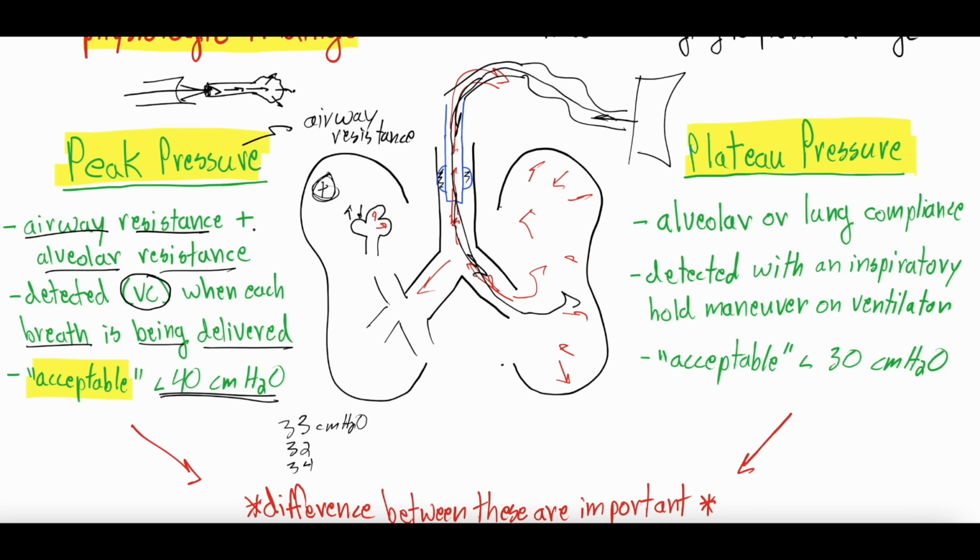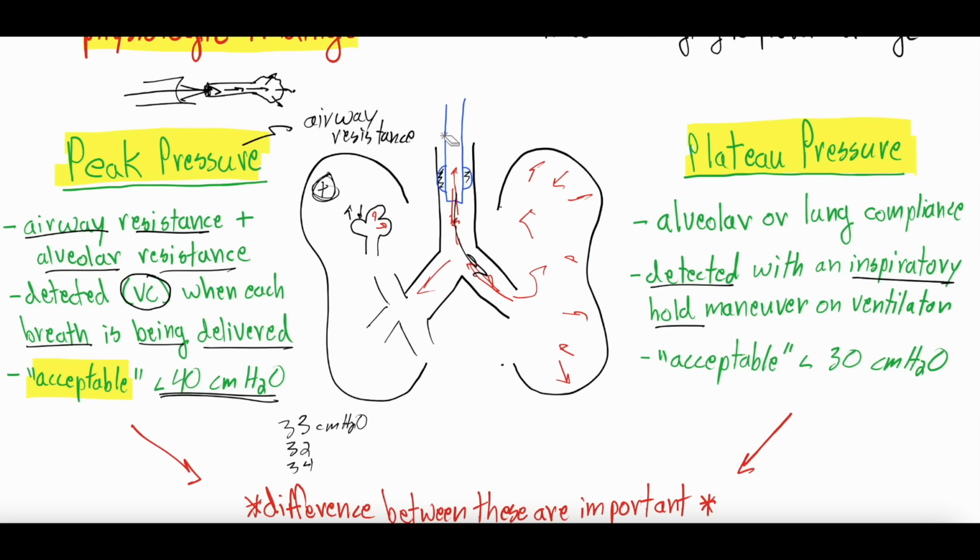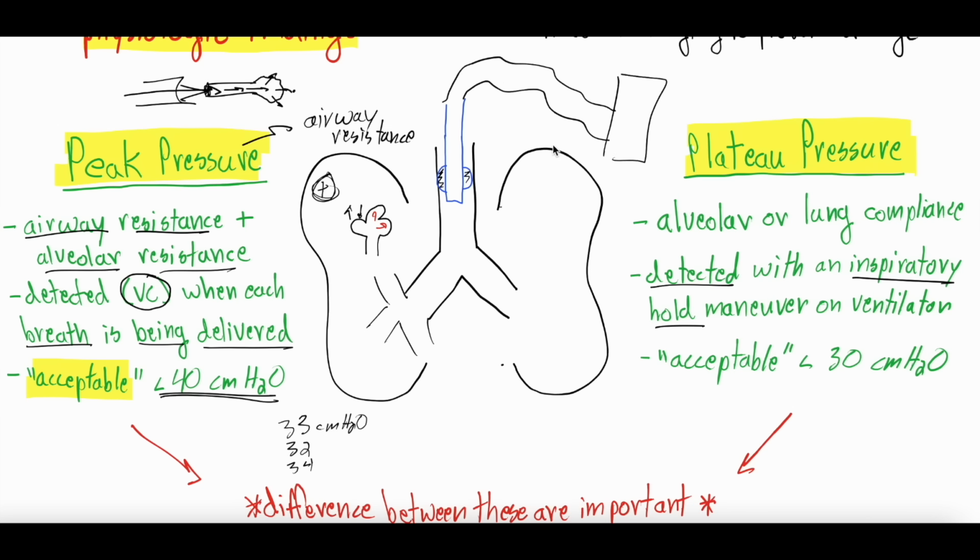This is in contrast to the plateau pressure. The plateau pressure is detected with what we call an inspiratory hold maneuver. So essentially what we're doing is we are pushing a breath in, and then we are pausing the ventilator. We're not letting any air out of the ventilator, and we're not letting any more air go back into the lungs. So I'm going to erase all this, and we can see if we can kind of draw it. I'm going to redraw, right? The endotracheal tube comes out the mouth. There's this tubing, and it goes onto the ventilator. And again, this is a closed circuit.